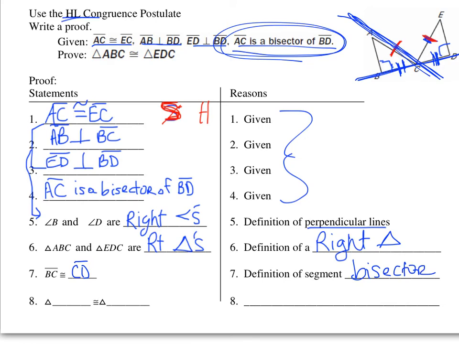And now we have our hypotenuse and we have our leg, and we've already shown it is a right triangle. So now we can write our proof statement, which remember is right up here. Triangle ABC is congruent to triangle EDC. And our reason, if we look at our two triangles, we can see our hypotenuse and we can see the leg of a right triangle, so it's the HL congruence postulate.